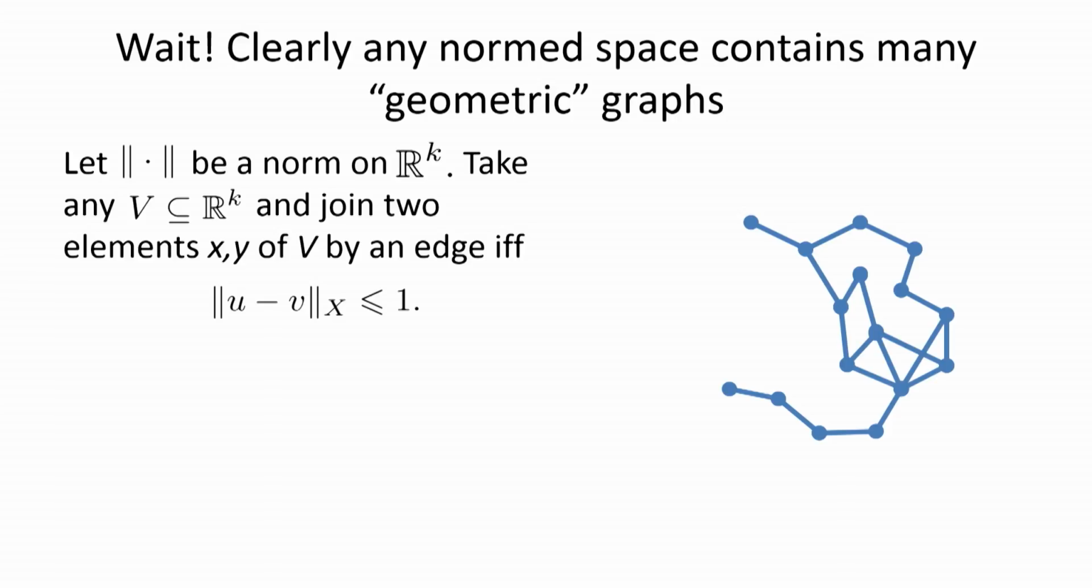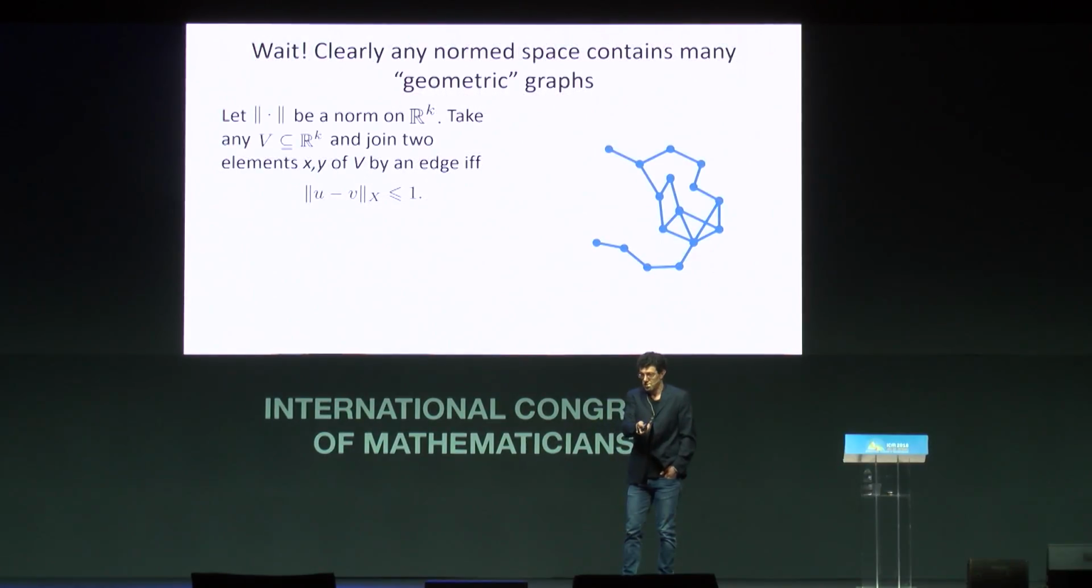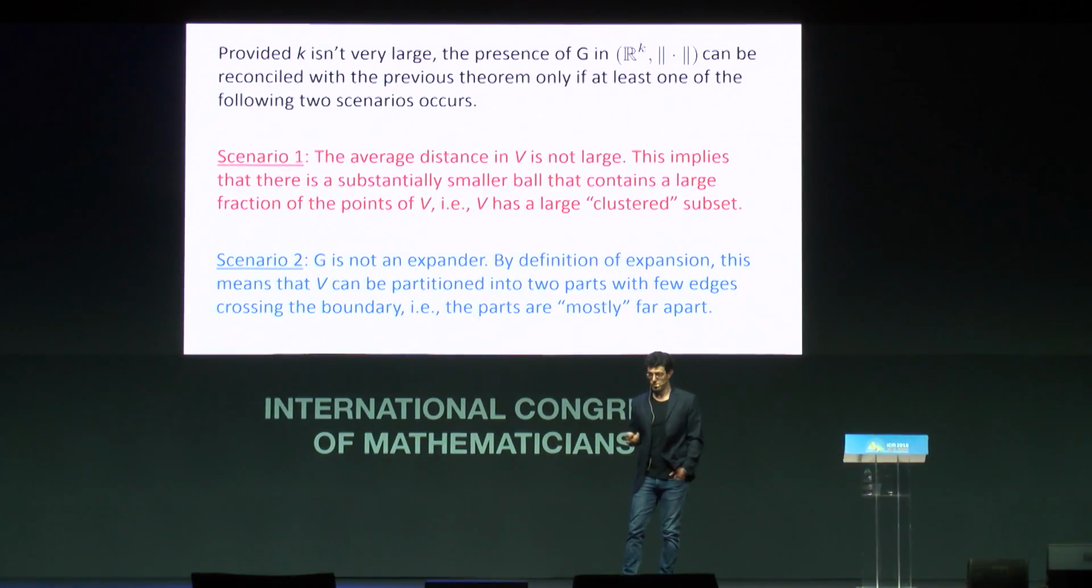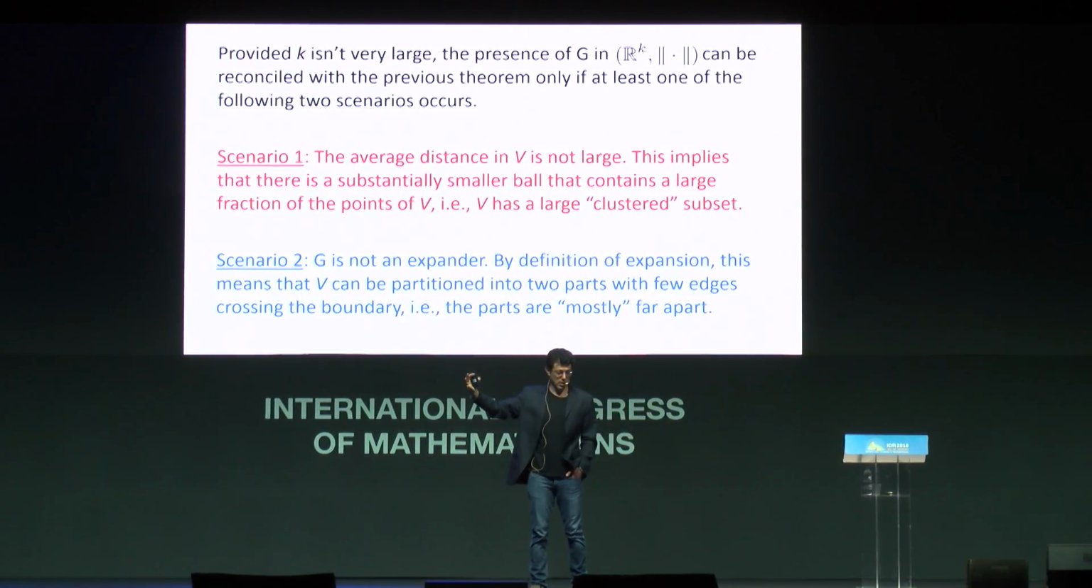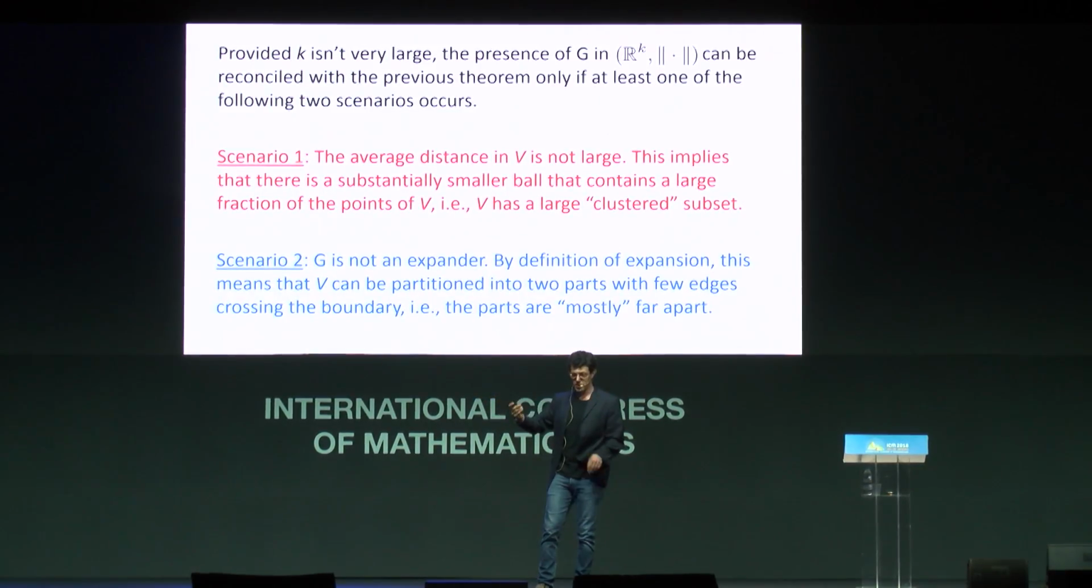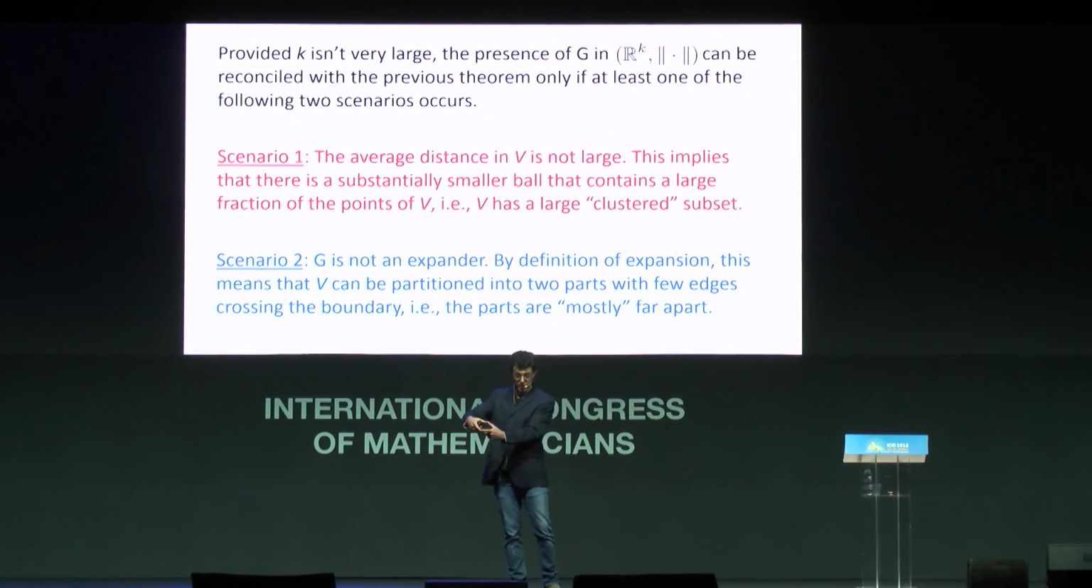Now this graph is in the norm, it's drawn inside the normed space. We have to reconcile this with the theorem. And there are only 2 ways to reconcile it with the theorem. Well, one of them is that the dimension is huge. But if the dimension isn't huge, then either the average distance was not large, which just means that there must be a small ball that contains many, many points, much more than expected. So this set is clustered. Or this geometric graph is not an expander.